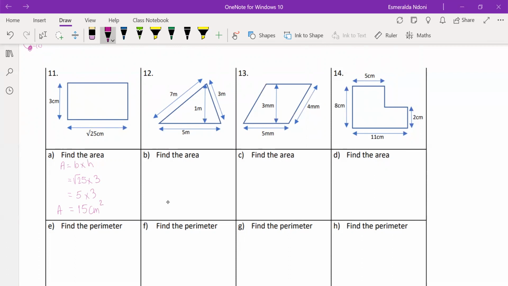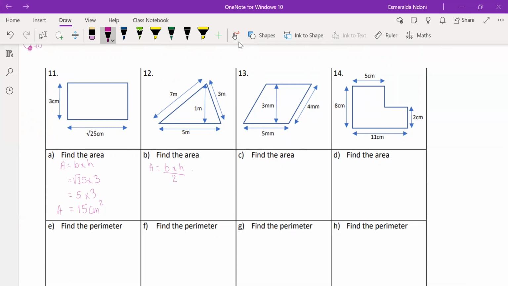Number 12. Now we have a triangle, and as you can see, you have loads of numbers here, so you need to be very, very careful which numbers to use. We have a triangle, so area is base times height divided by 2. That's the formula for the area of the triangle. That never changes. You just need to make a note of it and use it every time you need to find the area of a triangle. Now let's substitute the numbers.